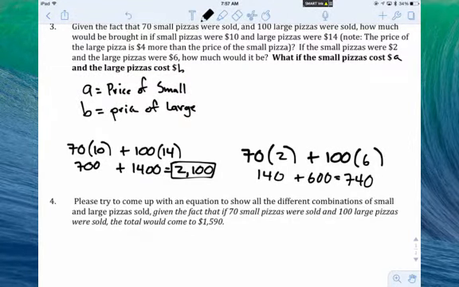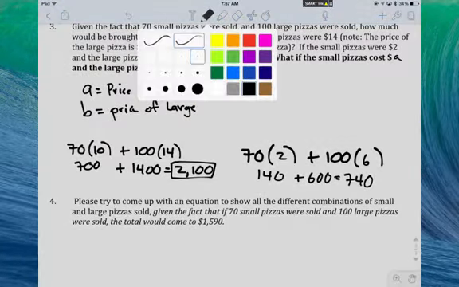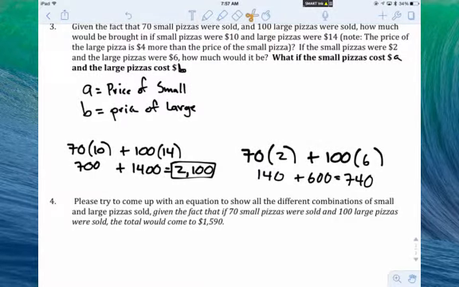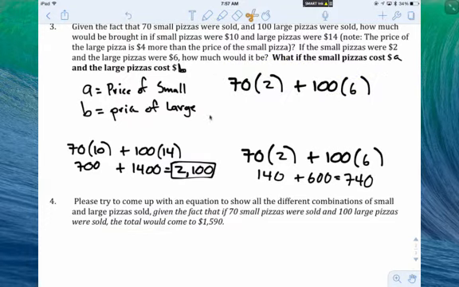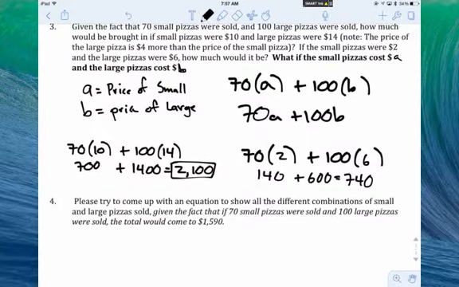And so my question is, how much income do we get? Well, I think that the expression we're going to come up with is exactly the same as the ones we've been doing so far. If you sold 70 small pizzas and small pizzas cost $A, and you sold 100 large pizzas and large pizzas cost B dollars, then the total income you get from that sale, 70 small ones and 100 large ones, would be 70A plus 100B. 70 times A and 100 times B.